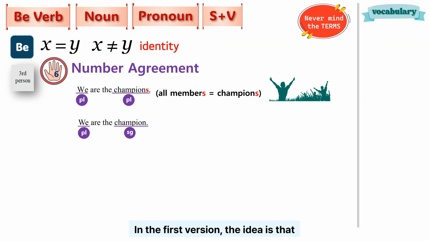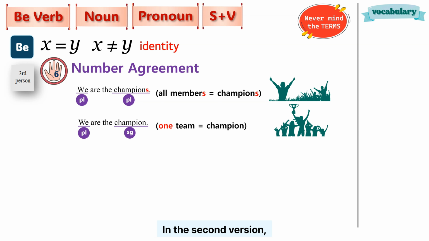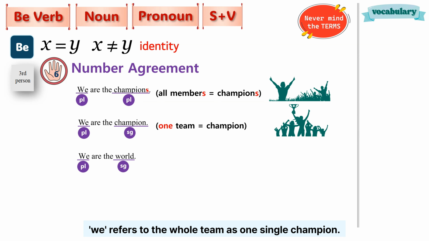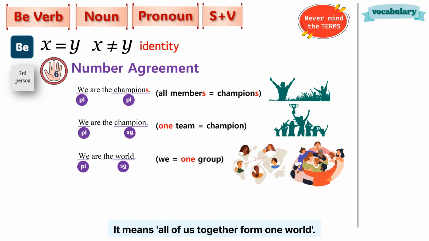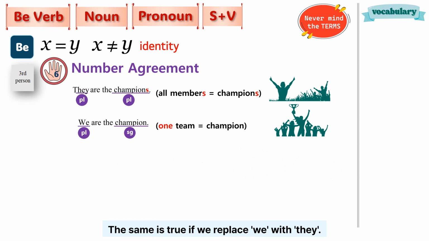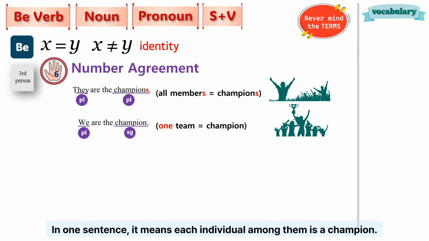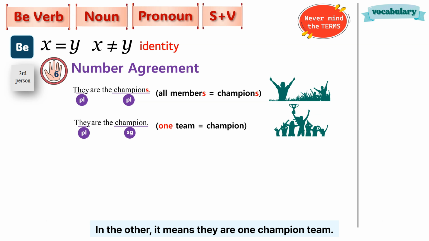In the first version, the idea is that each individual member of we is a champion. In the second version, we refers to the whole team as one single champion. That is why the famous song lyric, "We are the world," is also correct. It means all of us together form one world. The same is true if we replace we with they. In one sentence, it means each individual among them is a champion. In the other, it means they are one champion team.